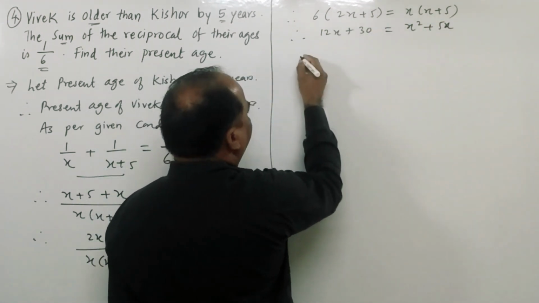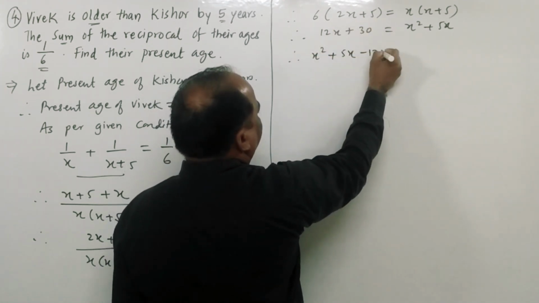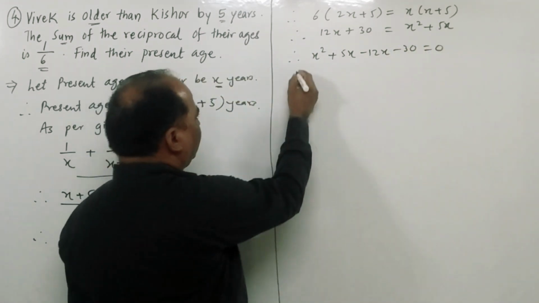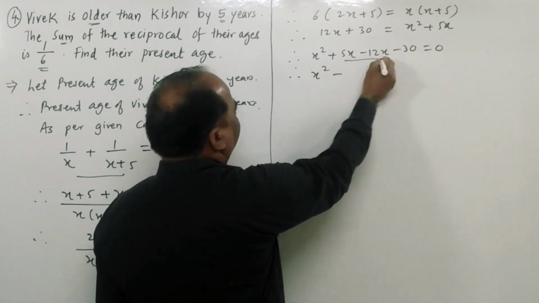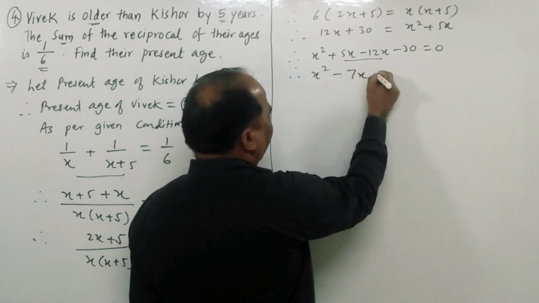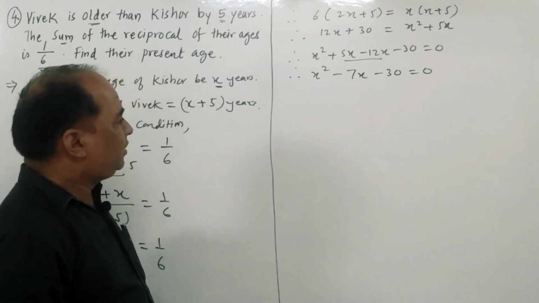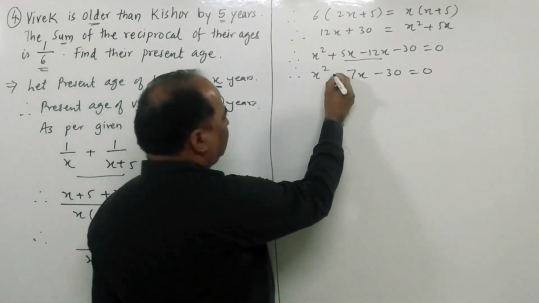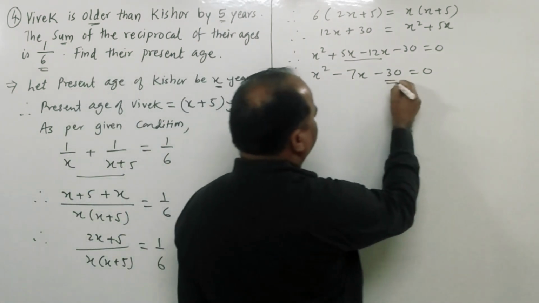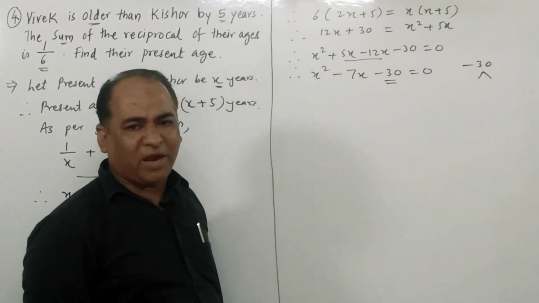Now, take all these terms on right hand side, so that x square plus 5x minus 12x minus 30 is equal to 0. Therefore, x square minus 12 plus 5 is equal to minus 7x minus 30 is equal to 0. This is the quadratic equation in one variable. Now we have to solve this quadratic equation by factorization method. So factors of minus 30, such factors so that middle term should come minus 7.